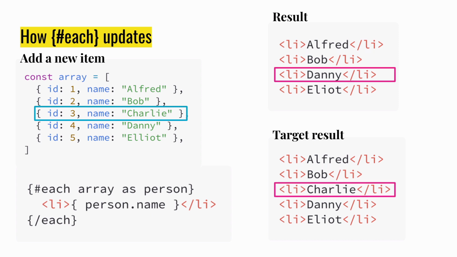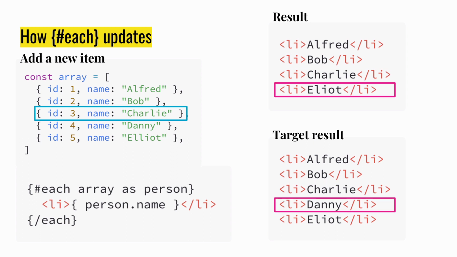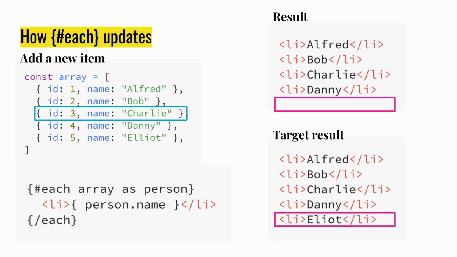The next person name is actually Charlie. In our array, the third item is Charlie, but what we have on the screen is Danny. Charlie is not equal to Danny, so we change Danny to Charlie. After the third iteration, after we update, it looks the same now. So we move on to the next one. The fourth item is Danny, and what we have on the screen is Elliot. Danny is not equal to Elliot, so we update Elliot to Danny. And then we move on to the next one.